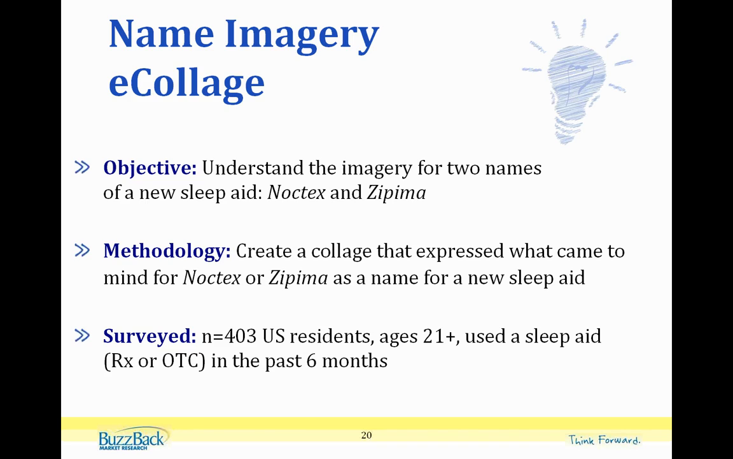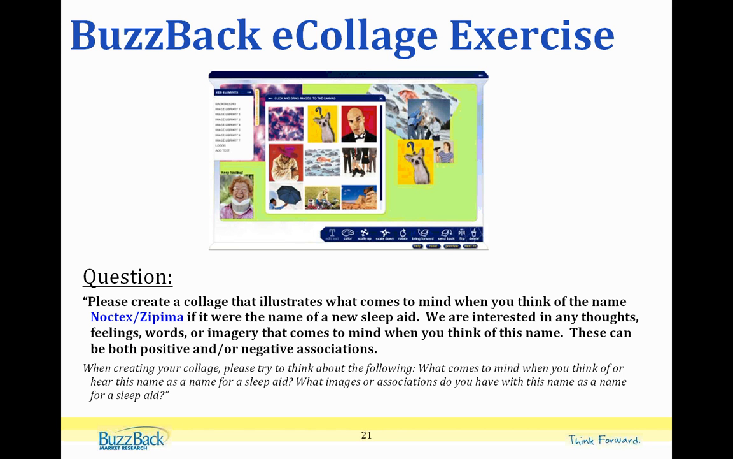We did this in monadic and split cell, so people either evaluated Noctex or Zipima, to find out what that name means to them. The question we asked people to get this response is in the text below. I'm sure you can read it much faster than I can read it out. But we try to get very detailed so that we can capture as many areas as possible and include as much probing within the collage exercise itself.